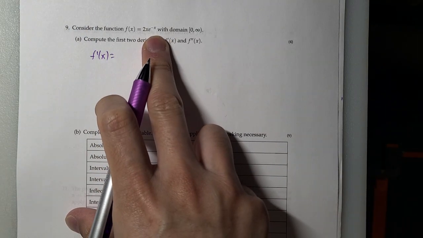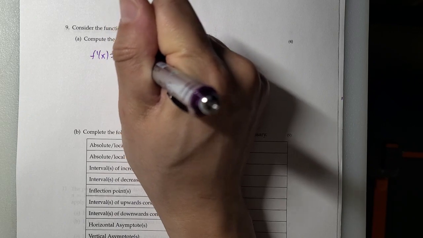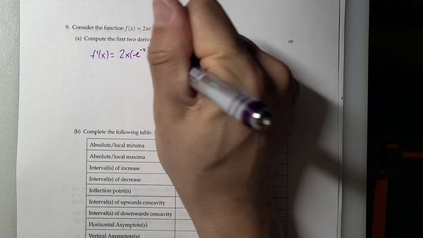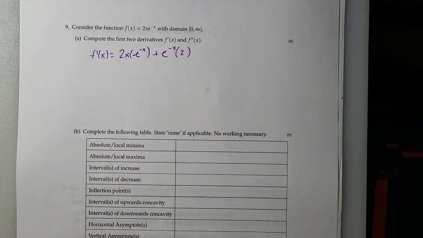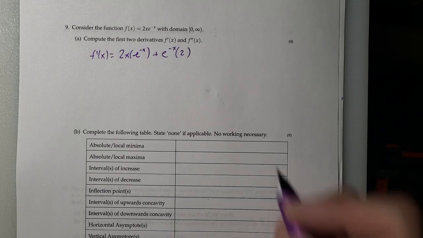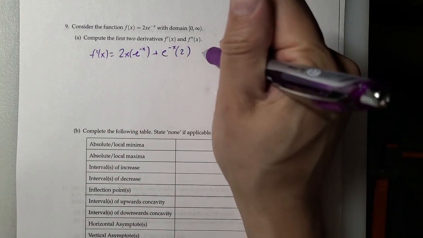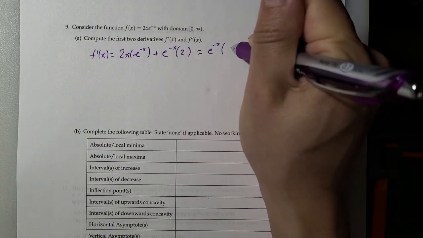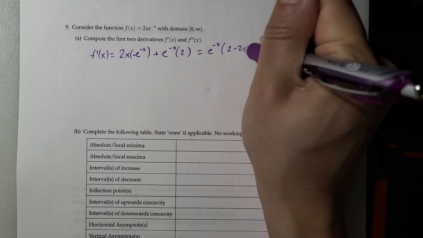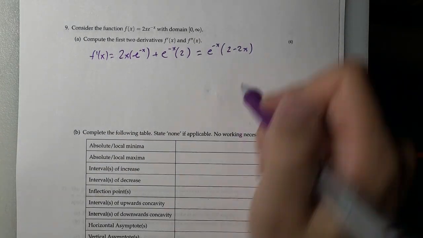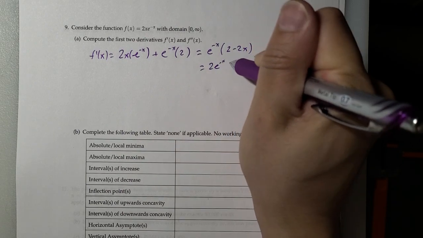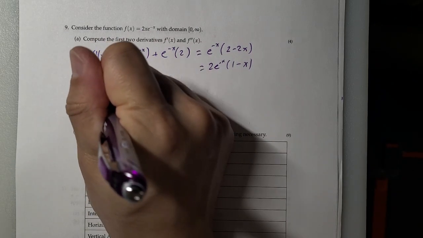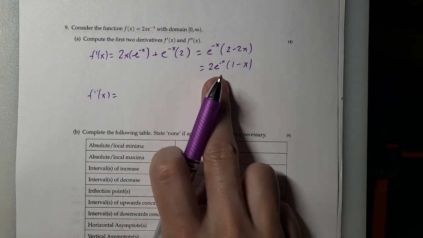For f prime, we need the product rule: first d second plus second d first. First, d second, that's a minus sign, plus second d first. So that is the first derivative. We can even rewrite this by factoring out e to the minus x. That'll just be 2 minus 2x. Or you can even write 2e to the minus x times (1 minus x). Factor it like that.